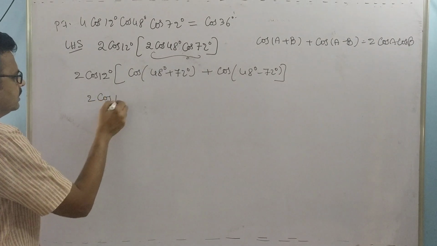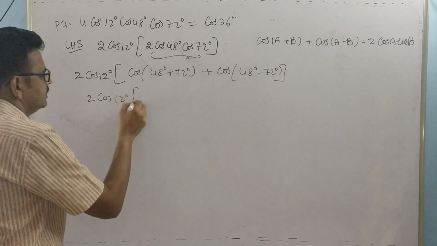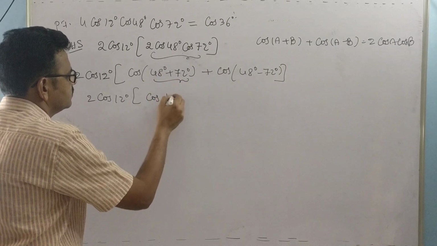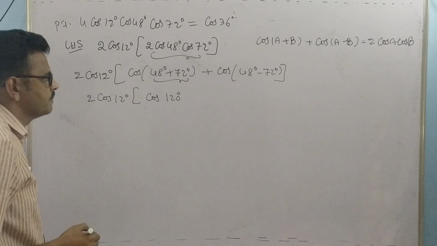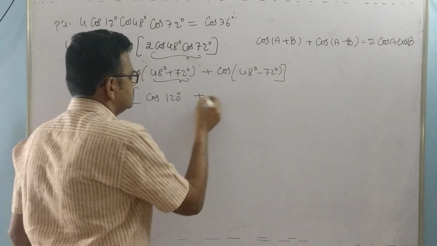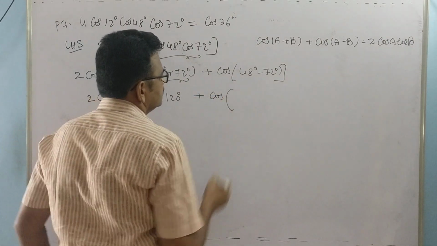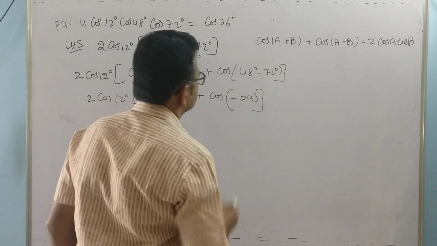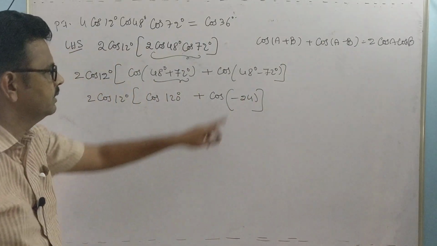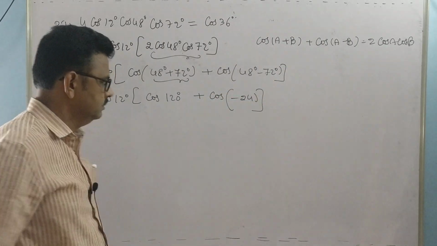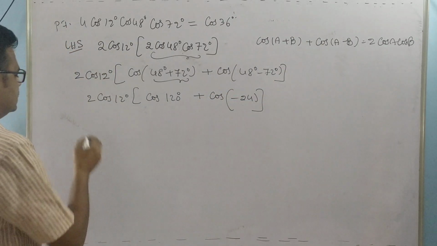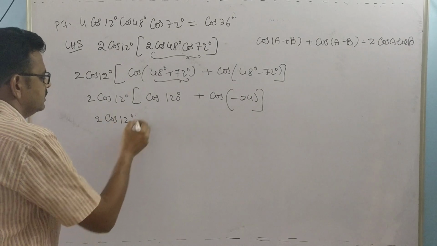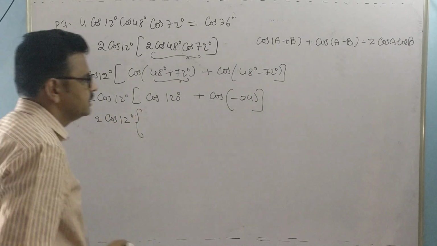This is 2 into cos 12 degrees. This is cos of, you are adding these two, cos 120 degrees. Next plus, this is cos of minus 24 degrees. So this is 2 into cos 12 degrees into cos 120.